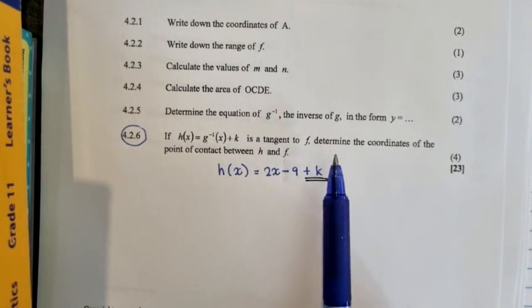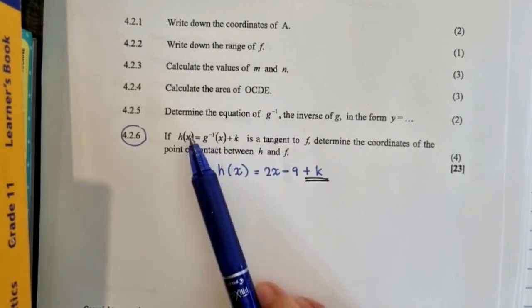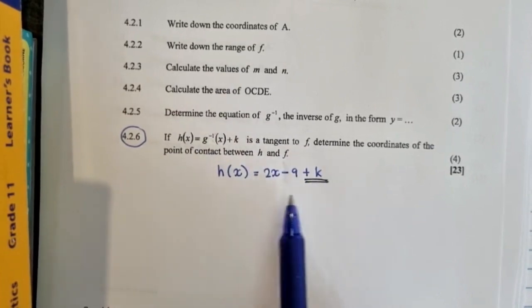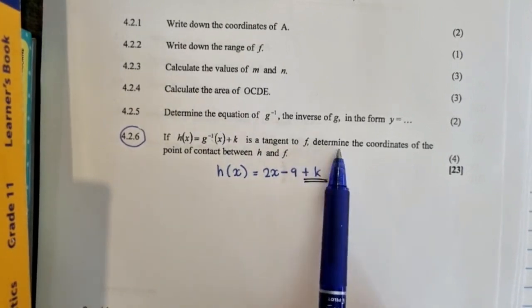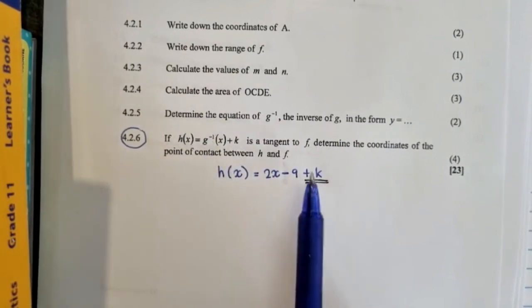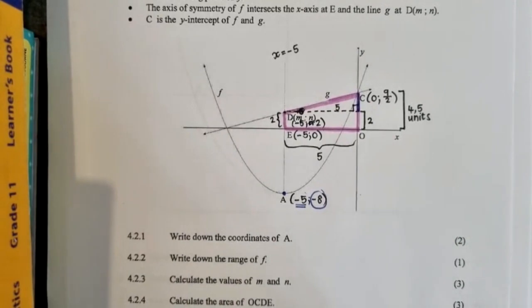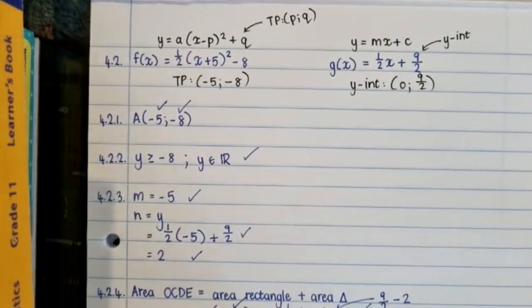Determine the coordinates of the point of contact between h and f. So they're saying if h is a tangent to f, so this line, because this will give us a straight line as well. If this line is a tangent to f, determine the coordinates of the point of contact between this line and the parabola. So let's look at the parabola. Guys, it's important that we also remember, what is a tangent actually? How would we get the equation of a tangent? Let's write some stuff down here. I'm just going to tear this page. It's a bit difficult to do it with one hand.